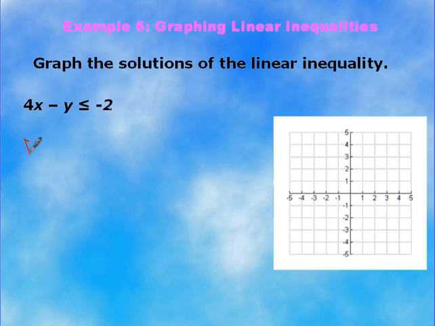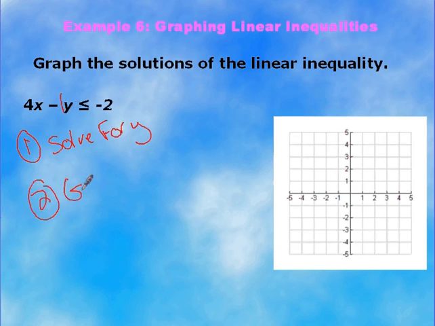First, you got to solve for y. So first you solve this for y, make it say y equals. Okay, remember that's like a 1 in front of the y. You're going to need to know that later. Step 2, graph. Do you think you're going to use a dotted line or a solid line here?